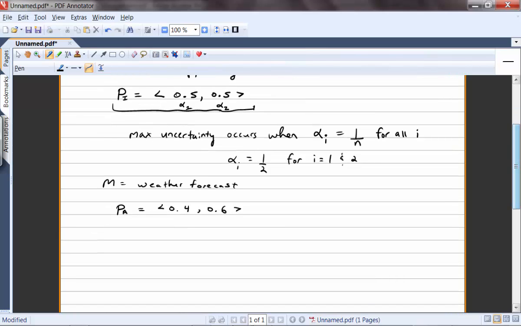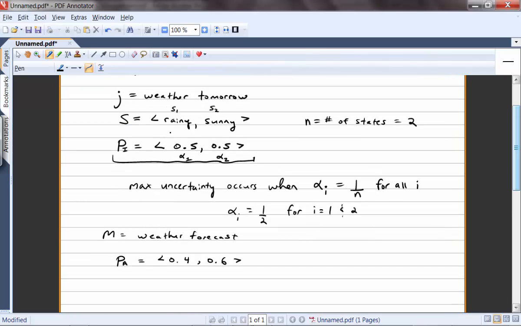So now, theoretically, when we set this up, we make it to where the states are discrete and they are exhaustive. So there is no state that the weather could be in tomorrow other than these two states. And they don't overlap. So the weather can't be both rainy and sunny at the same time. It can't be both rainy and sunny tomorrow.